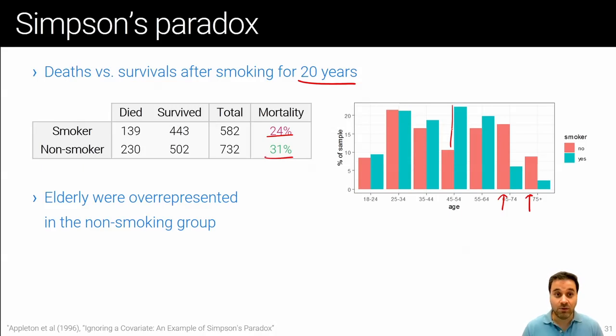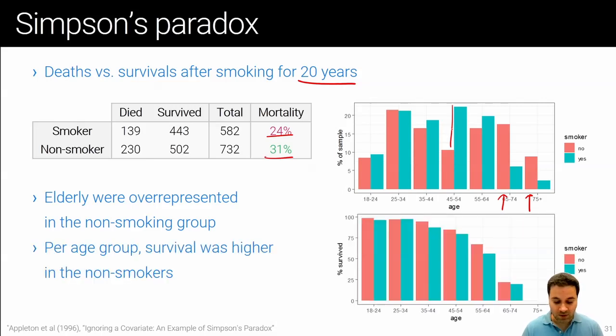And so the problem was, of course, that just because of their age, in the non-smoker group, there were more people that were going to die in this 20-year period, just because they were older, not because they were non-smokers. And so if we look at per group, in this case, per age group, we see that smokers actually tended to die more often. So we here have smokers, again, in this green and blue, and the percentage of them who survived, we see it's always less than in the red group of non-smokers.